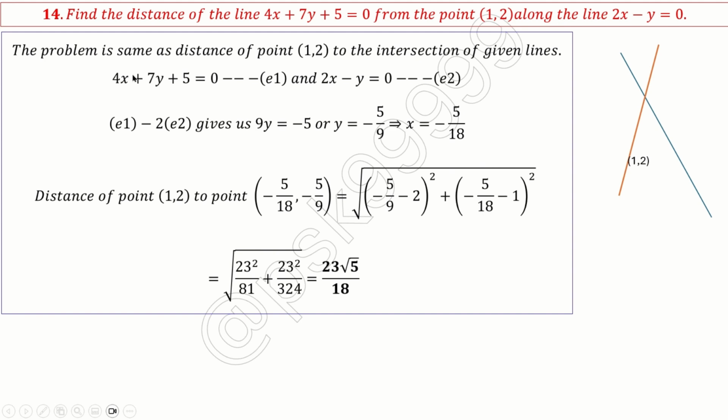Okay. So first thing you should find is the intersection of these two lines. This is the point of intersection. Then I should find the distance between these 2 points. That's all. Okay. So you have equation 1, equation 2. Solve it. You will get a point (x, y), which is nothing but (-5/18, -5/9). Now distance formula. Just apply the distance formula. Then I'll get the answer.